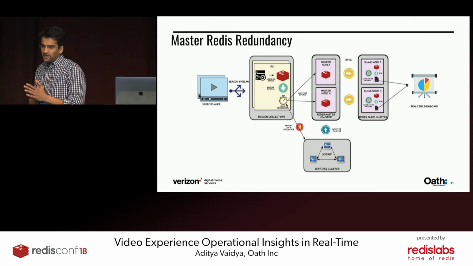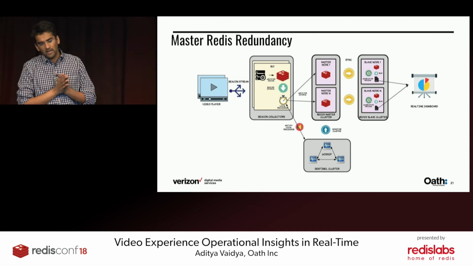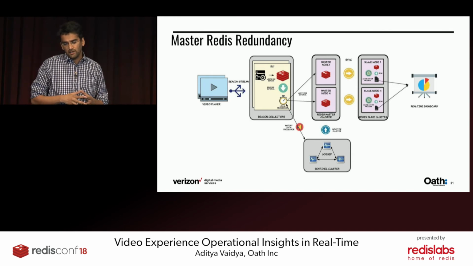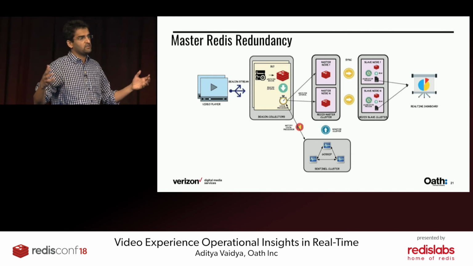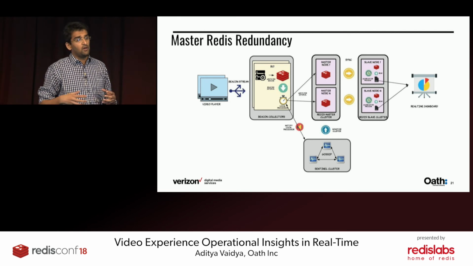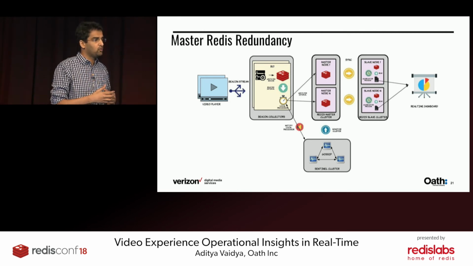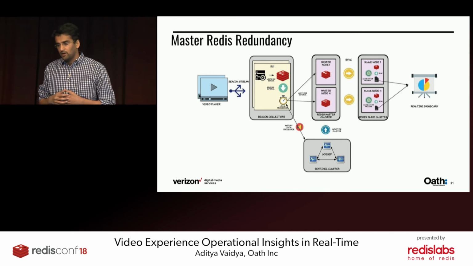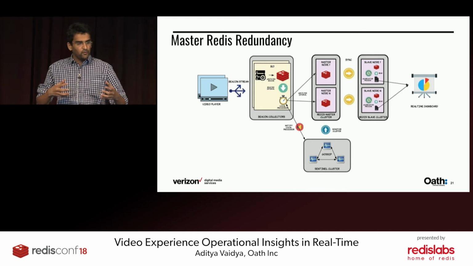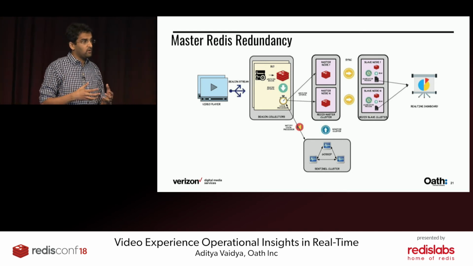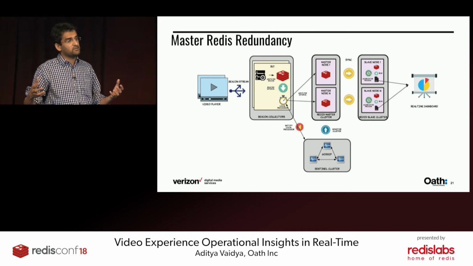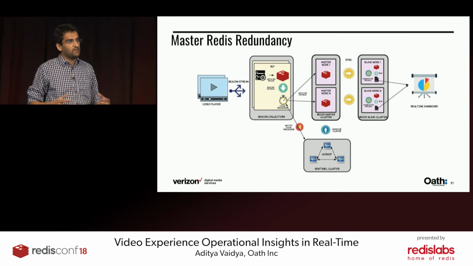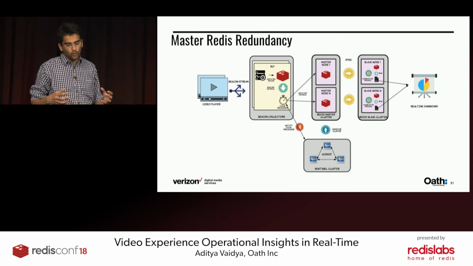As far as Redis redundancy is concerned, we rely on a Sentinel setup. Sentinel is basically a part of the Redis ecosystem, which provides you high availability. It can do leader election, or it can do failure detection. So in our case, there are a few machines running this Sentinel instance, and they are basically communicating with each other using some protocol.